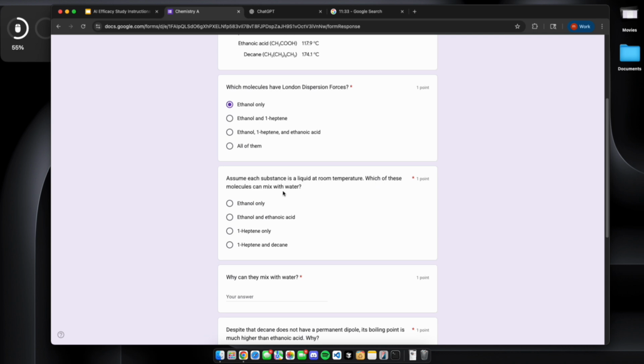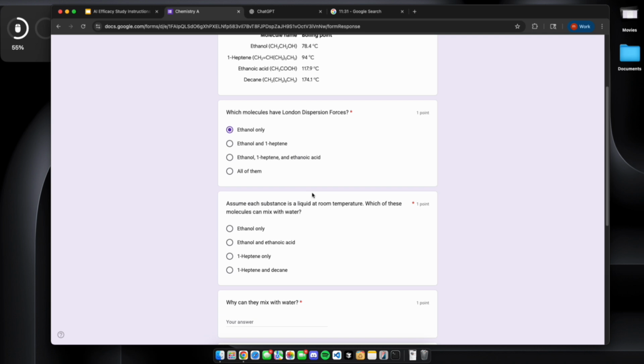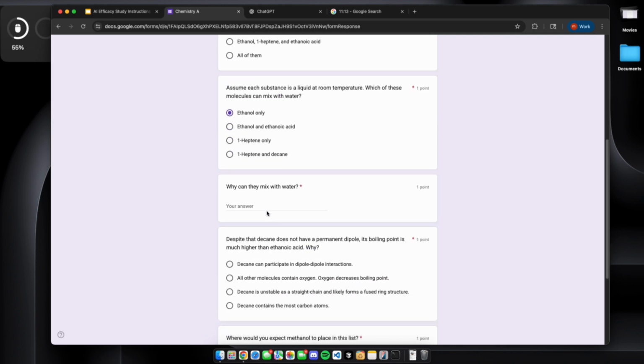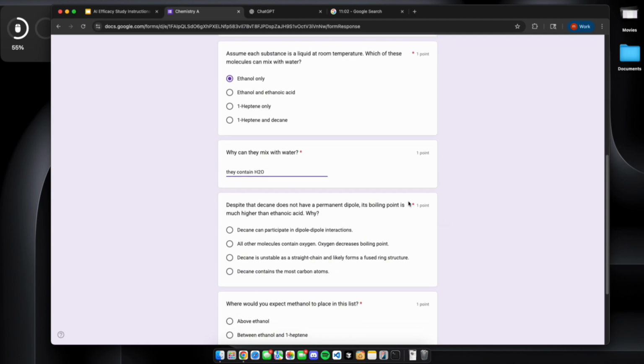Which one of these molecules can mix with water? It looks like ethanol has an H2O in here, so I'm just going to take a wild guess and say ethanol. Why can they mix with water? H2O. Despite that decane does not have a permanent dipole, its boiling point is much higher than ethanoic acid.